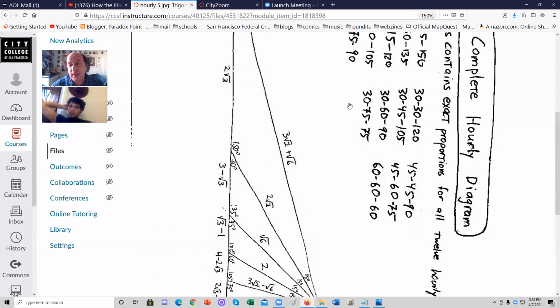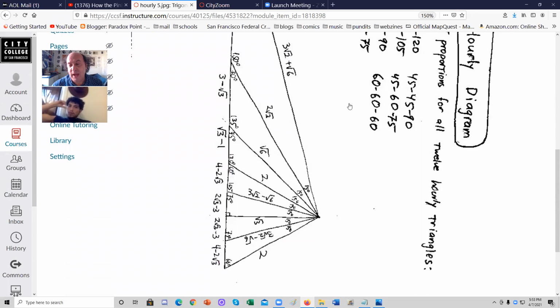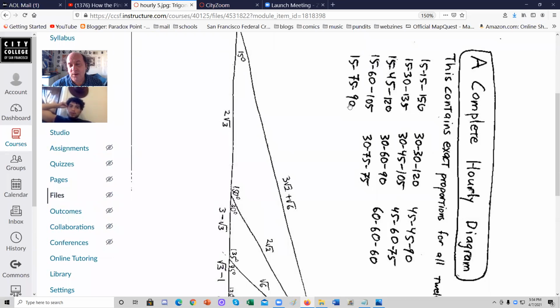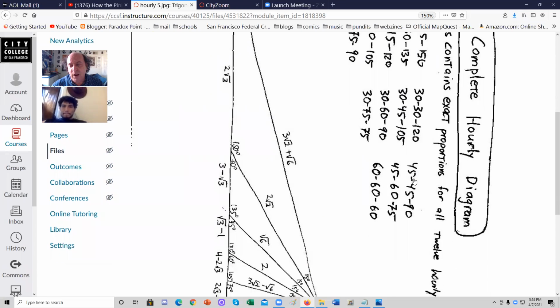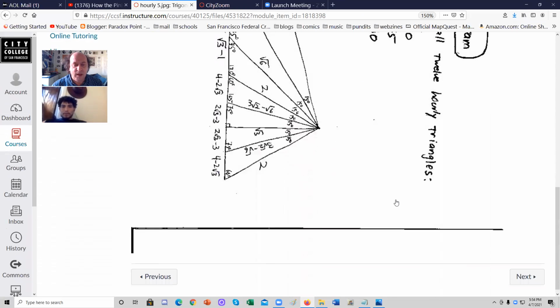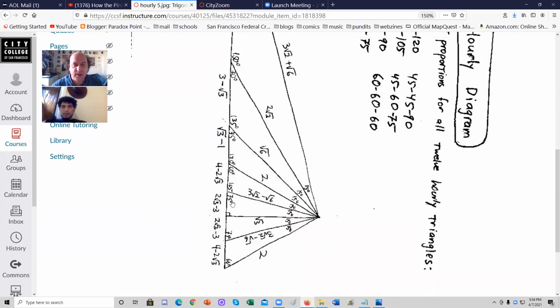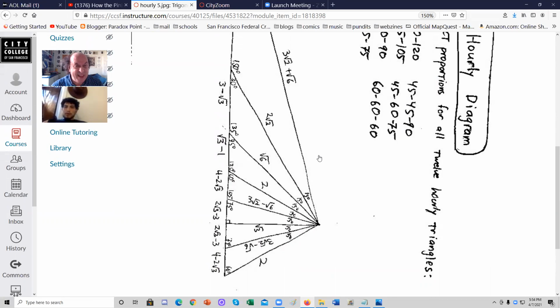Here I talk about all the Hourly triangles. There are only a finite number of triangles whose angles are all multiples of 15 degrees: 15, 15, 150; 15, 30, 135; 15, 45, 120; 15, 60, 105; 15, 75, 90; 30, 30, 120; 30, 45, 105; 30, 60, 90; 30, 75, 75; 45, 45, 90; 45, 60, 75; and 60, 60, 60. And you can find all these triangles inside this diagram for what that's worth.